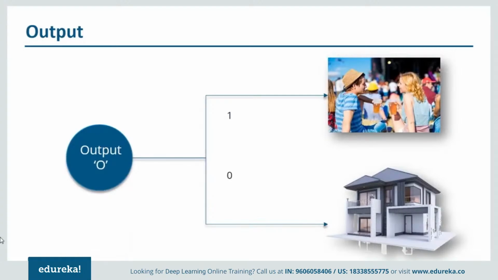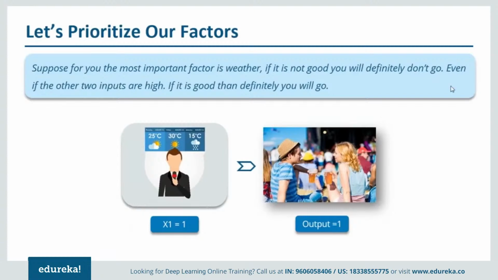Alright, so let's prioritize our inputs or factors. Here our most important factor is weather. If the weather is good, I love beer so much that I don't care whether my wife is going with me or not, or whether there is public transport available. I love beer that much, so if the weather is good, then definitely I'm going there. That means when x1 is high, the output will definitely be high. So how do we actually prioritize our factors, or give more importance to a particular input and less to another input, in a perceptron or in a neuron?